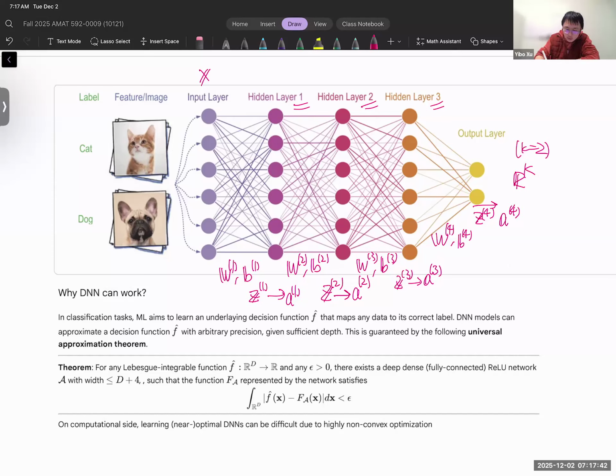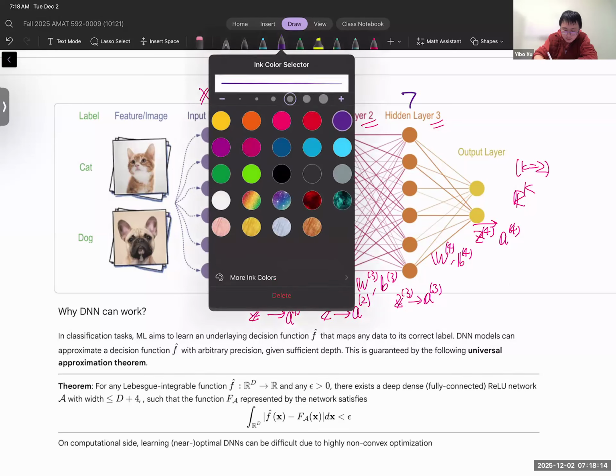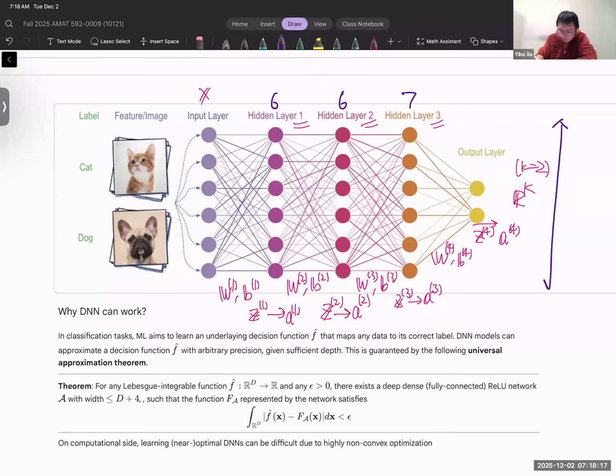And then what else? That's the deepness, okay? So you have a depth going from the left to the right, and then we have a width. So here you see every layer has 7 nodes. The maximum number of nodes within one layer is going to be called the width.